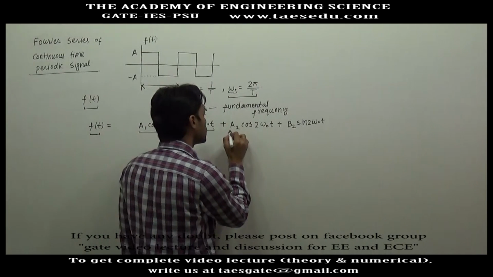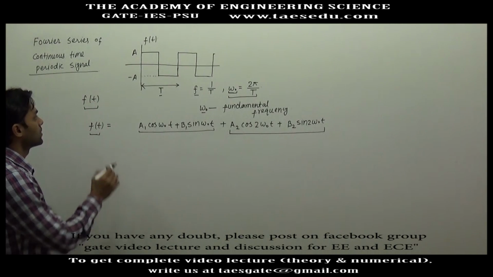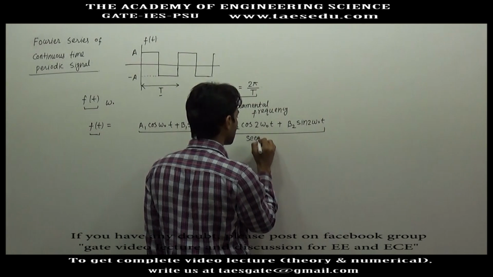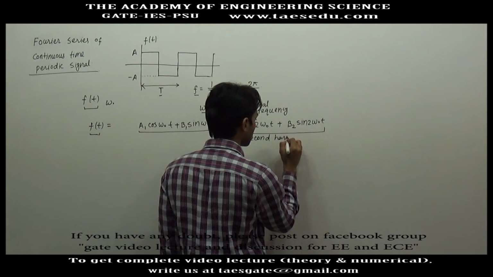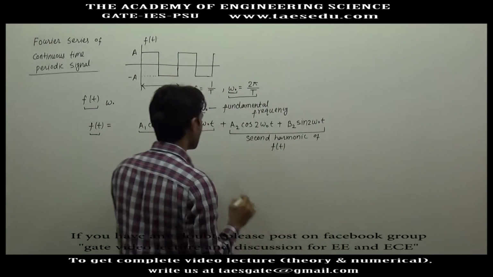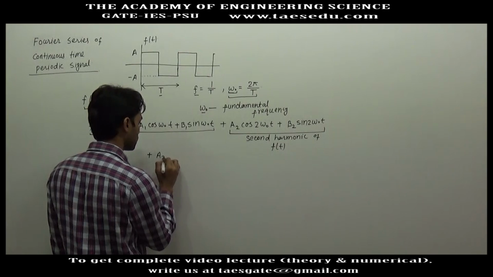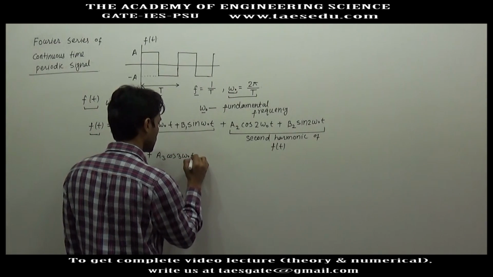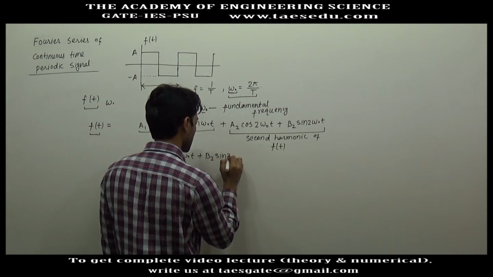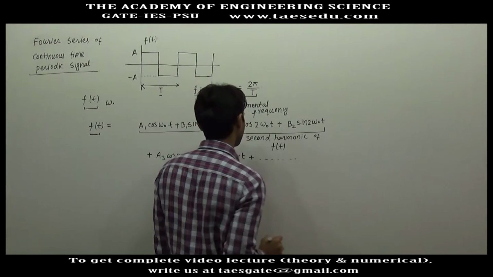In both of these terms, the frequency is double the original frequency of the signal, so this will be called the second harmonic of the function f(t). Similarly, we may have a third harmonic, plus a3 cos 3 omega naught t plus b3 sin 3 omega naught t, and this way it may go up to infinity.